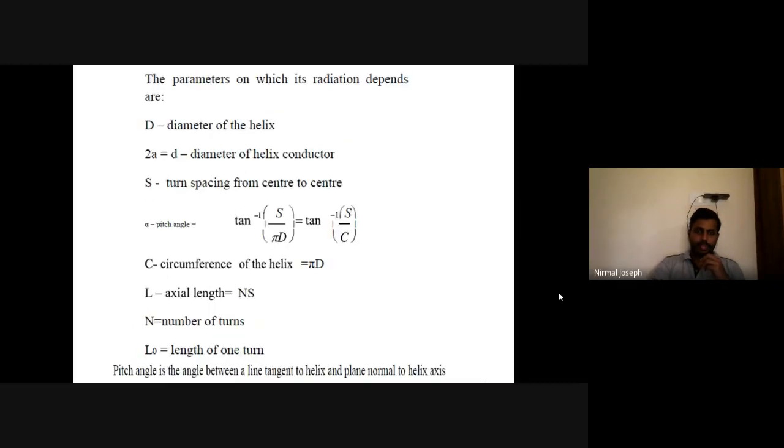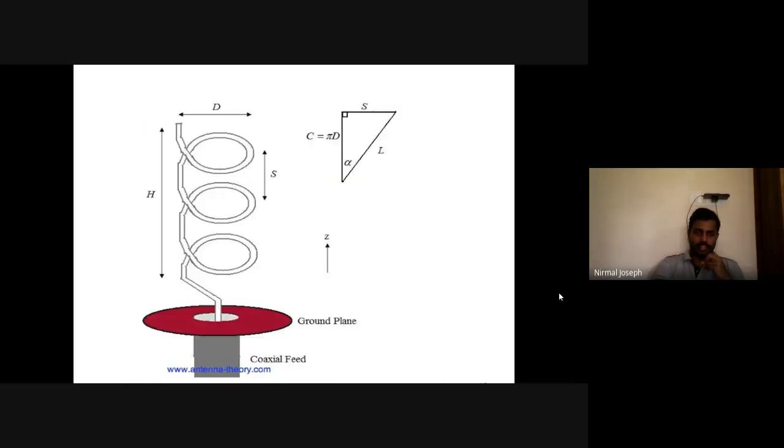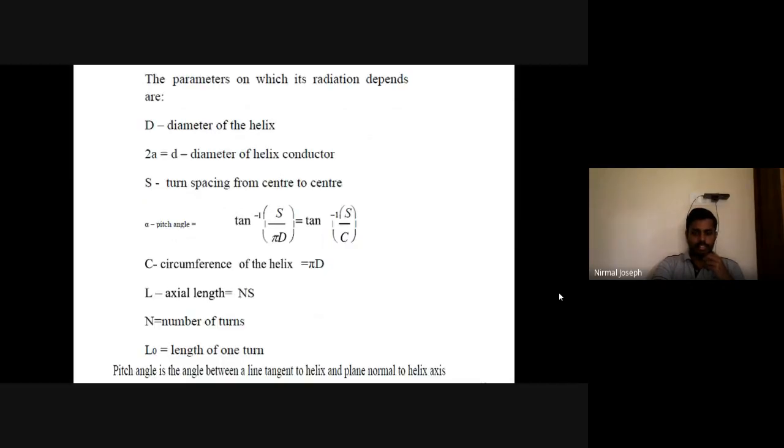Now we will move on to the parameters on which its radiation depends. Of course, the diameter of the helix. Then S is the turn spacing from center to center. You can see here, S is the spacing between individual turns. Turns is the correct word. D is the helical diameter. So based on the helical diameter and the spacing between the turns, the radiation characteristics are going to change. Then alpha, that is the pitch angle.